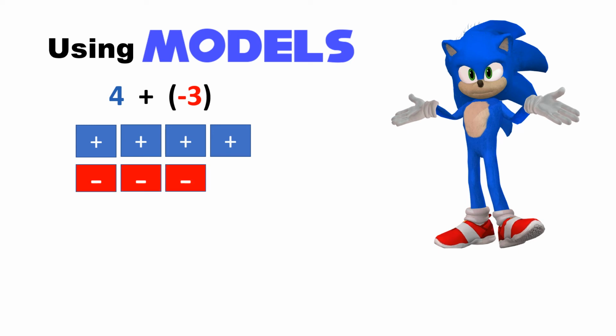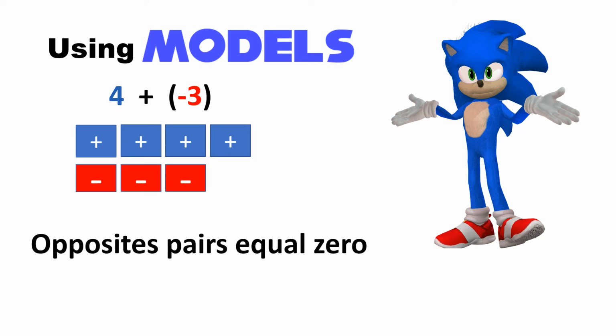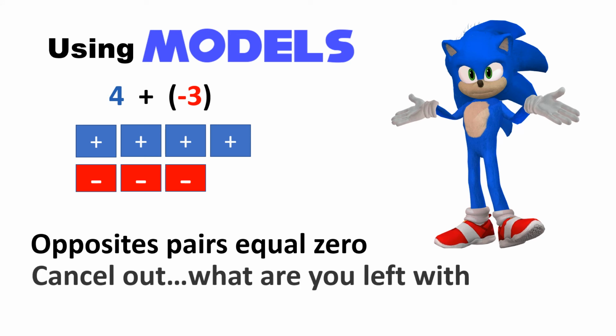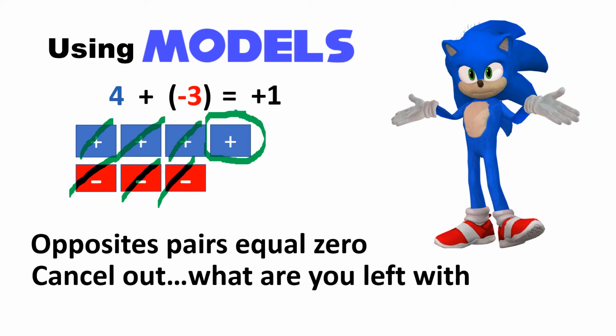If you think back to the rules we talked about, remember that opposite pairs equal 0. So using this kind of model, you can simply cancel out and see what you're left with. So I'm going to cancel out. This is a plus 1, minus 1. Those are going to cancel out. These are going to cancel out. These are going to be canceled out. And what am I left with? A positive 1. So the answer to 4 plus negative 3 is a positive 1.